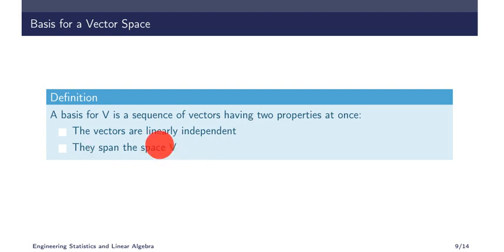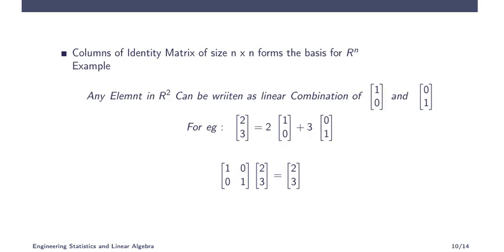So this we will understand with some examples. I have taken some examples. For example, the columns of the identity matrix of size n by n form a basis for R raised to n. So the vector space V is R raised to n.